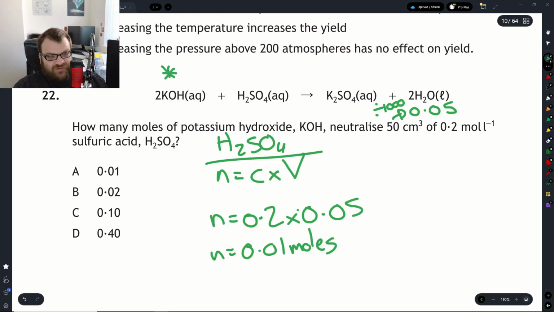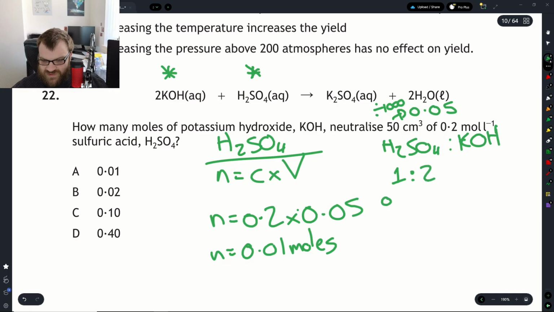We're dealing with these two chemicals here, which means we have got a 1-to-2 ratio, starting with the chemical we started with. That's the 1, KOH is 2, which means if we've got 0.01, we would need 0.02 moles KOH, which is what the question wants us to tell them. So the answer is just B.